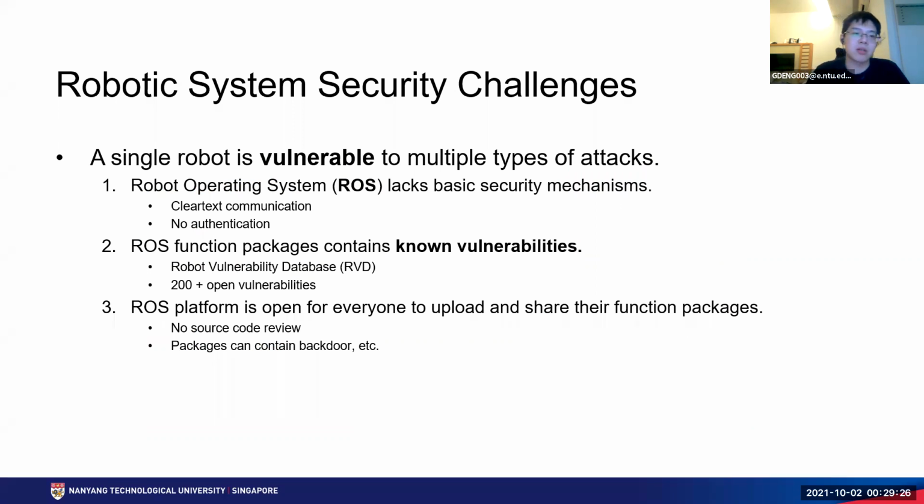The past research works mainly focus on single robot, including both the attack and defense. To summarize, a single robot can be vulnerable to multiple types of attacks, which allow the adversary to fully control the robot. The primary reason is that the robot operating system, the mainstream library for robot operation and communication, contains many loopholes. It lacks the basic security mechanisms, and also the function packages contain the known vulnerabilities. Moreover, the ROS platform is open source, which allows everyone to upload and share their function packages. But there's no source code review process. So the adversary can actually upload a malicious package that contains a backdoor or a piece of code that allow the adversary to take control of the robots that use these function packages.